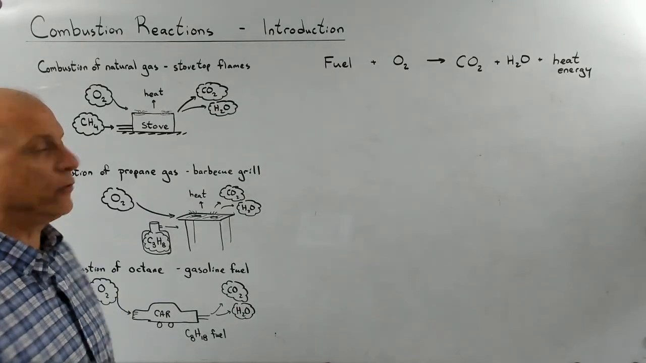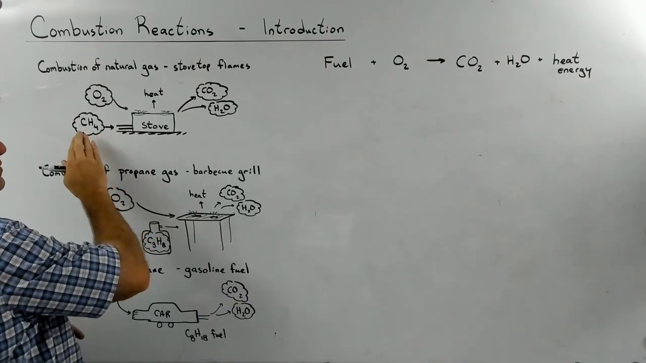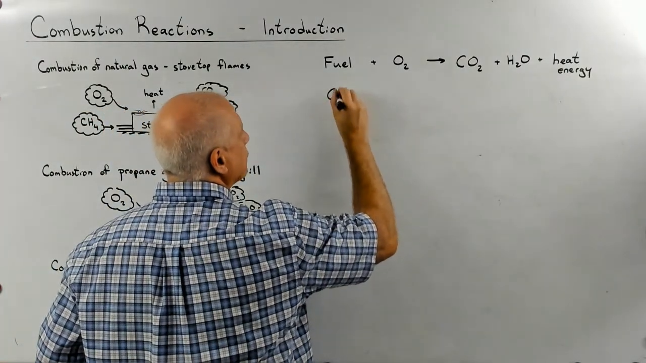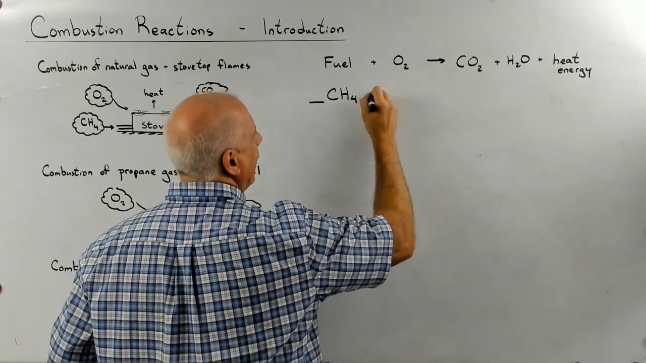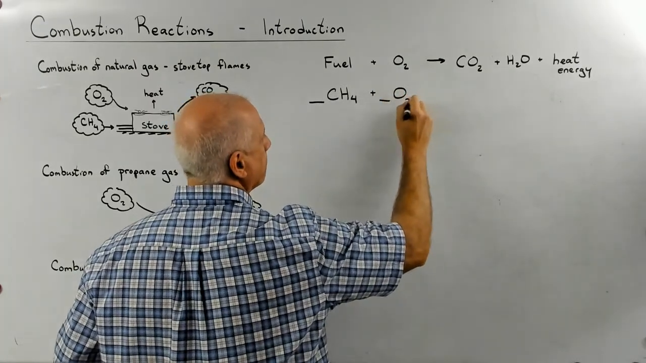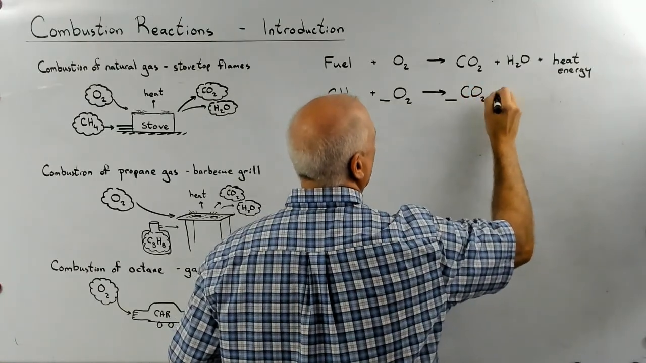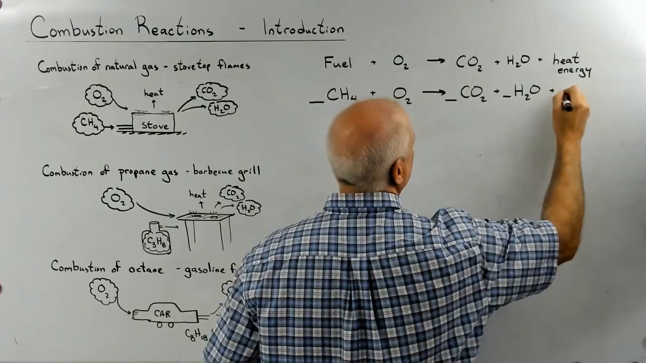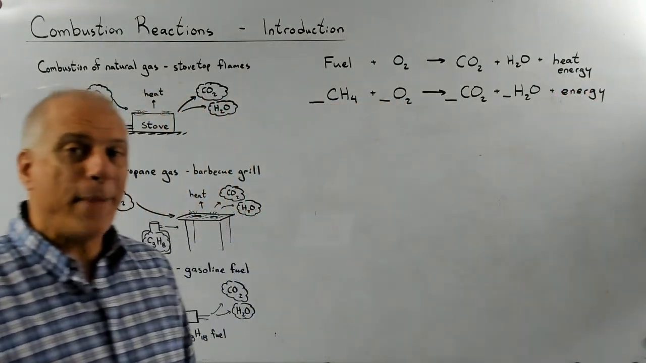So now let's look at these examples over here and let's write what's called the balanced chemical equation for each. In the case of natural gas, our fuel is methane, which is CH4. So I have CH4, and then I have oxygen gas from the atmosphere. And then I'm going to produce carbon dioxide, I'm going to produce water vapor, and I'm going to produce energy. Now, we have to write what's called a balanced equation.